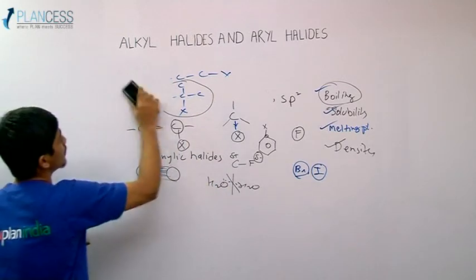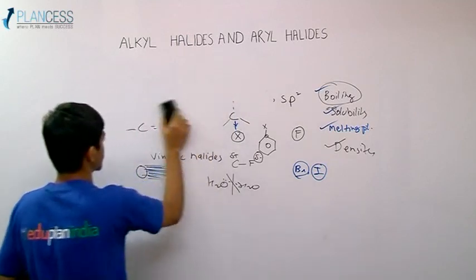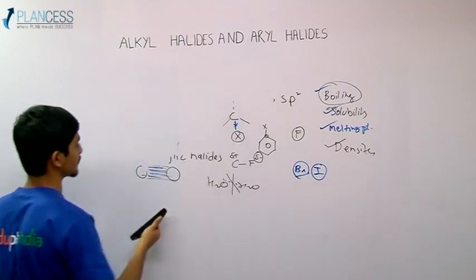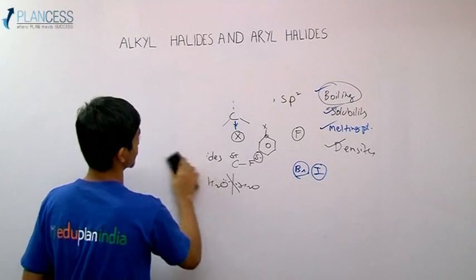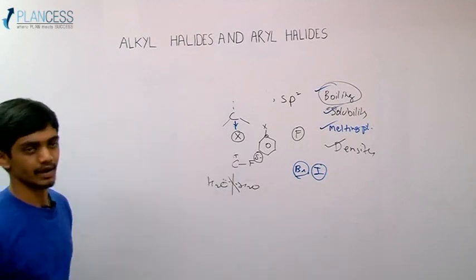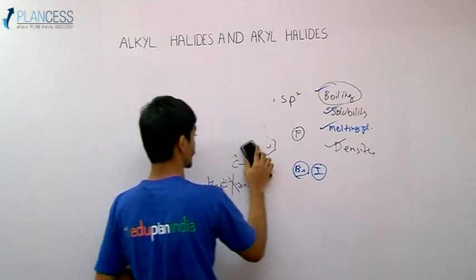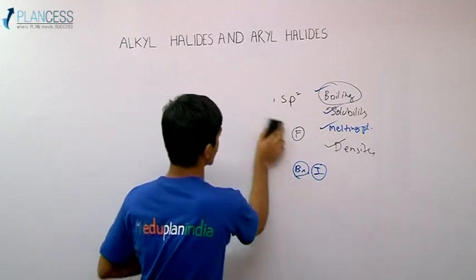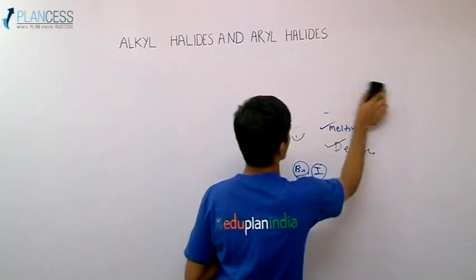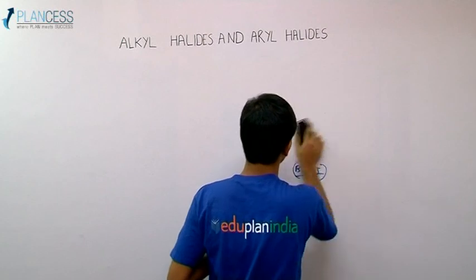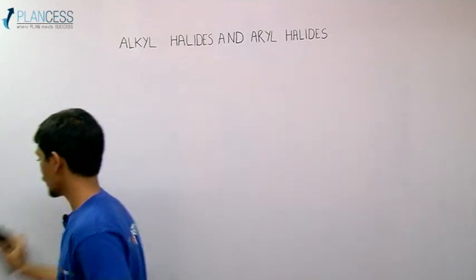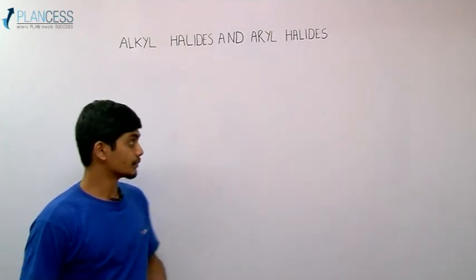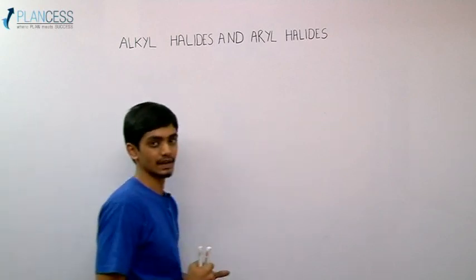Now, moving on to the preparation. Aryl halides and vinylic halides we will discuss after discussing the alkyl halides part, because for alkyl halides there is some important stuff which we need to discuss first. So now, moving on to the preparation, what do you think would be the preparation method for the halides?